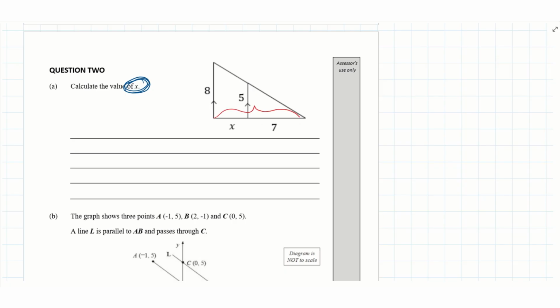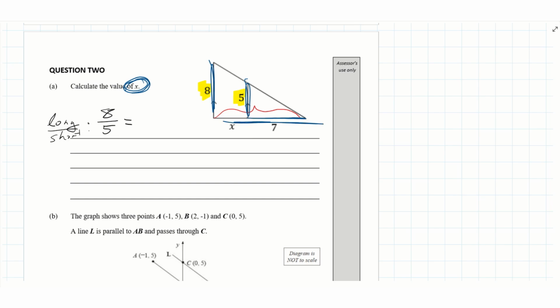The way that I'm going to do that is I am going to first set up a fraction with these two numbers. And I am going to go with the long line over the short line. Okay? So in this case, I'm going to do 8 over 5 is equal to, and now I've done that for the two vertical lines. I need to do it for the two horizontal lines.